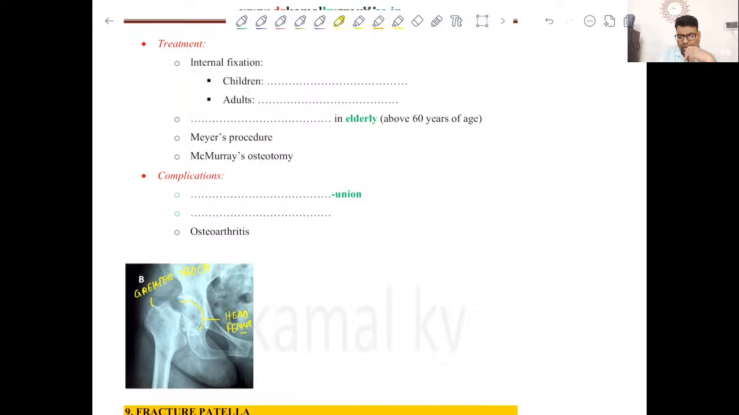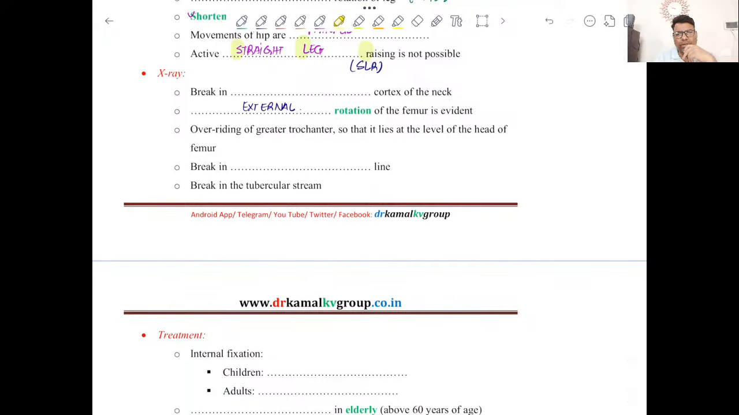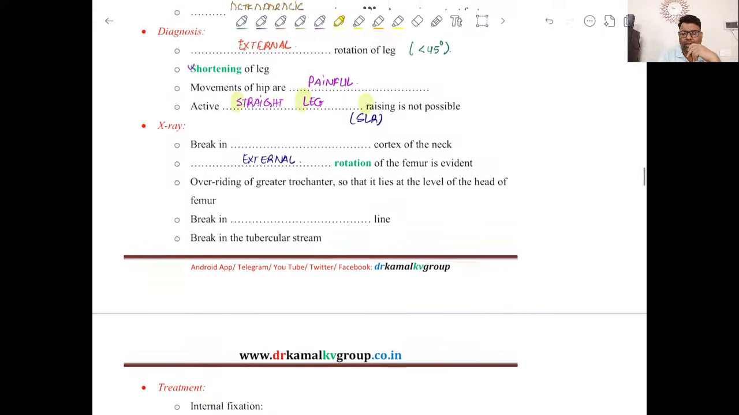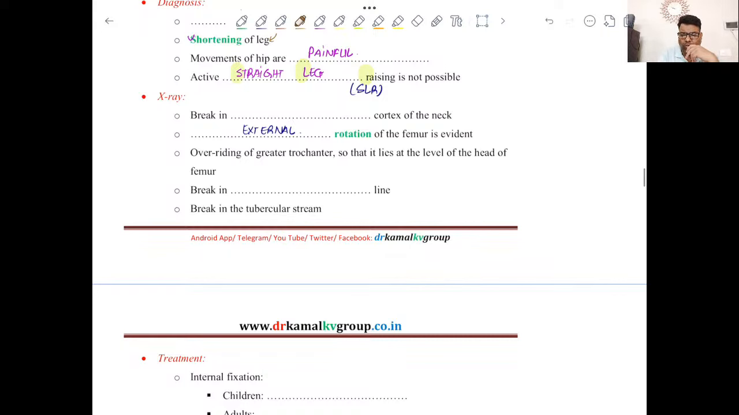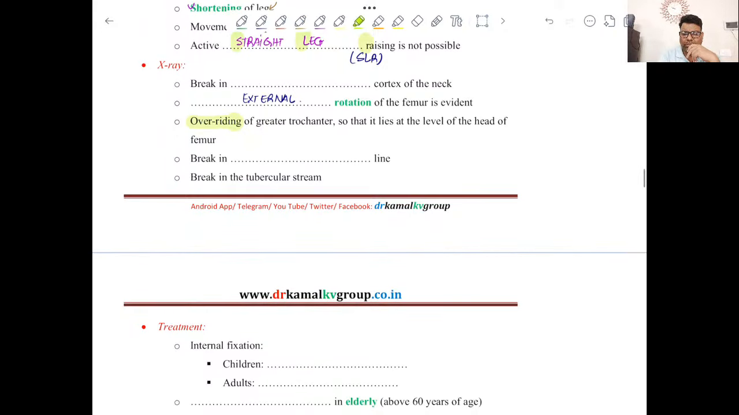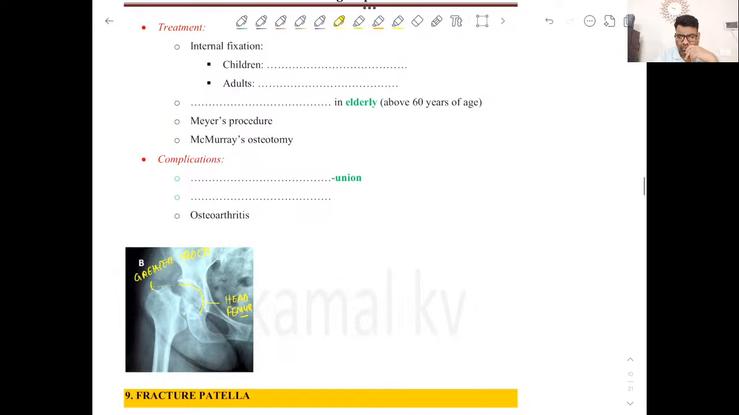So you can see it can come somewhat at the same level. There might be proximal migration, and that is what actually leads to the shortening of the lower limb. So there can be overriding, and of course we have already discussed the Shenton's line. There will be a break in Shenton's line if you try to draw it.